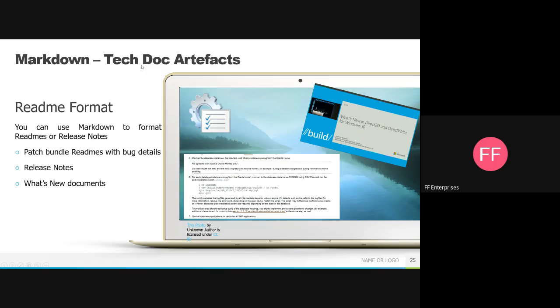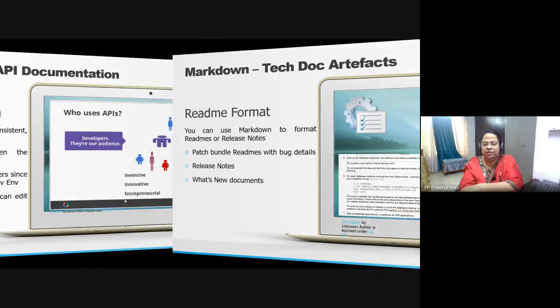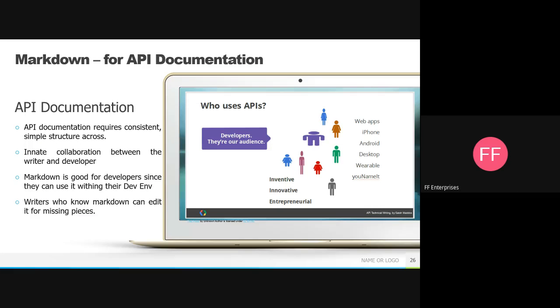Some of the tech doc artifacts, like I mentioned earlier, would be the patch bundle readmes. It has all the bug details, so you can have a simple table with the bug number, the description, the issue, the status, etc. So these are all use cases where you can use Markdown. Simple release notes, what's new documents. But primarily nowadays, Markdown is used for API documentation.